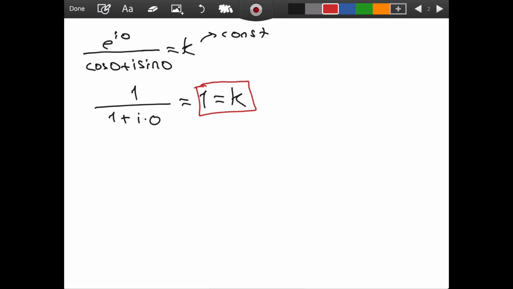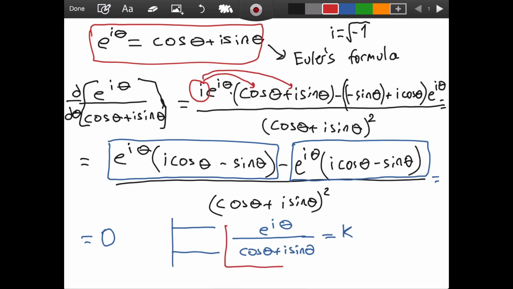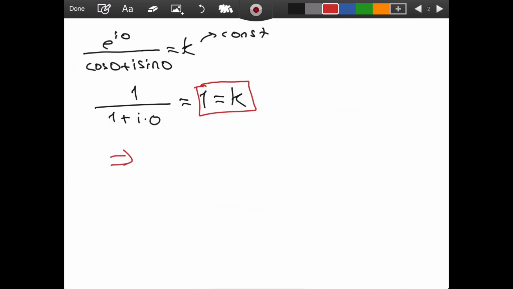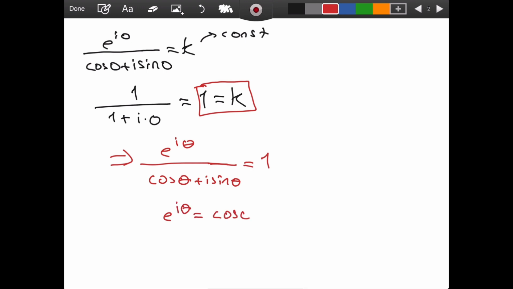So if we return to the general formula that we got here, the one in blue and inside the red box, then we can say that e raised to the power of i theta divided by cosine of theta plus i sine of theta is equal to k, we just argued, and we just proved that k is equal to 1. So if we multiply both sides by cosine of theta plus i sine of theta, we will of course get e raised to the power of i theta is equal to cosine of theta plus i sine of theta. And that is it. We proved Euler's formula.